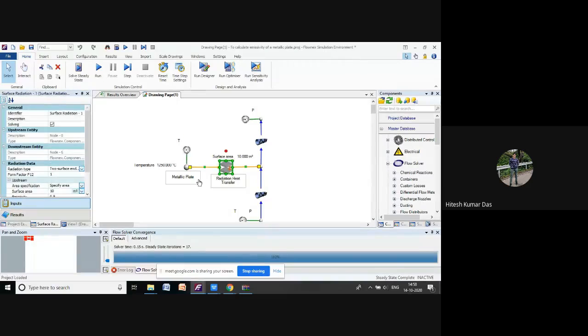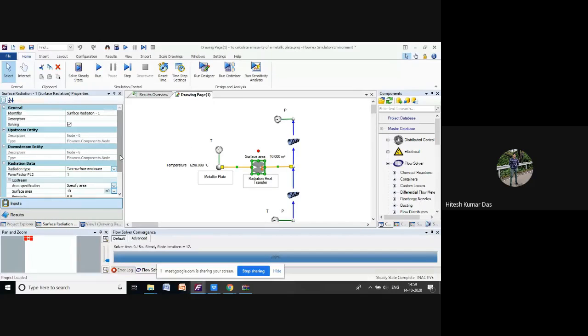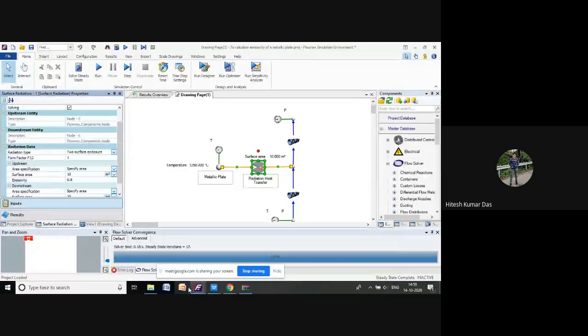Next we will go for the radiation heat transfer. This radiation heat transfer is used in Flownex to model radiation heat transfer which may happen between two solid nodes, or between a solid node and a flow node, or between two flow nodes. Here heat transfer is happening between one metallic plate and a flowing fluid. So we have assigned radiative heat transfer here. For this heat transfer, we have assigned all the inputs. You can see, whatever was given in the problem statement.